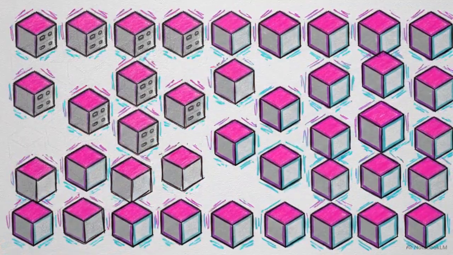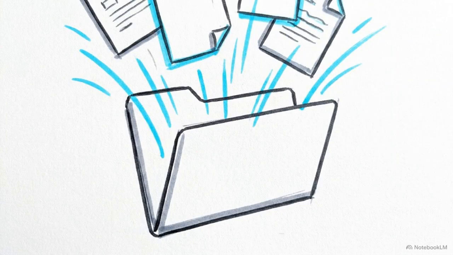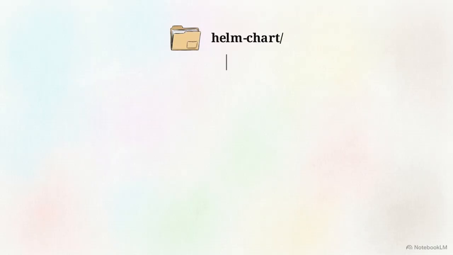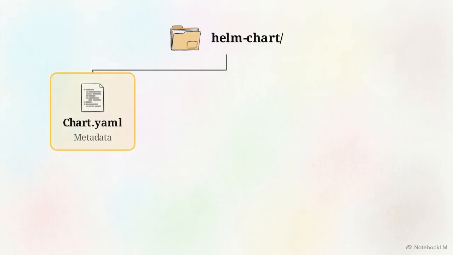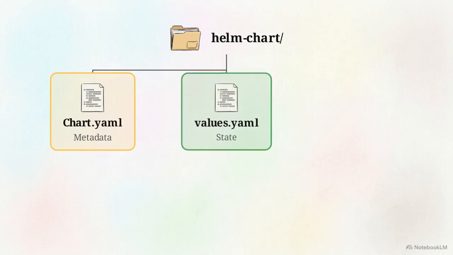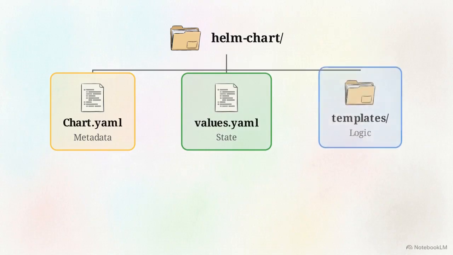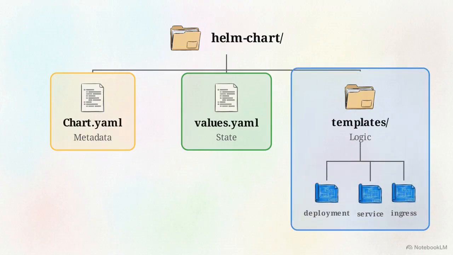To understand how this parameterization works, we have to look inside the structural anatomy of a Helm chart directory. At the root level, you find chart.yaml holding simple metadata. The power comes from separating variables and logic. State is contained in values.yaml, defining parameters like replica counts. Logic lives in the templates directory, holding the raw manifests.